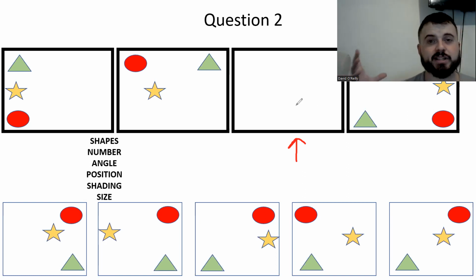The way to do this is we need to consider it as a sequence. Something is happening to each box that helps us understand.